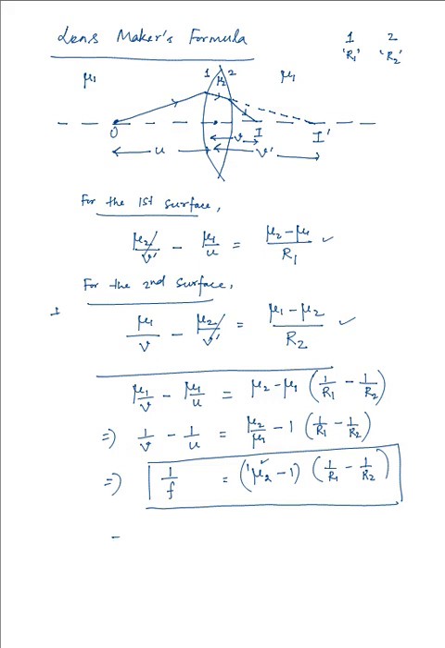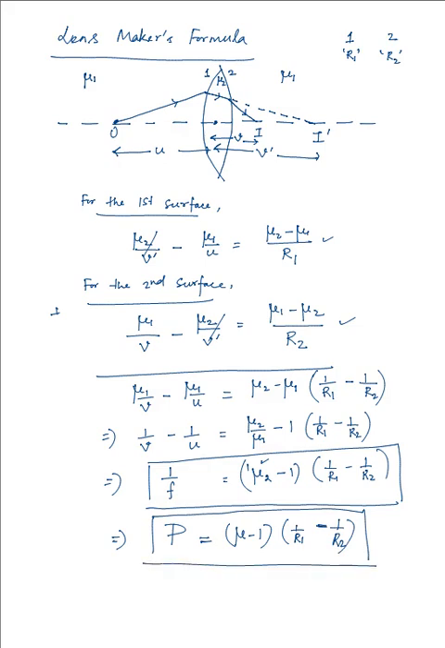Now, as we know that the reciprocal of the focal length gives the power of a lens, so the power of a lens is equal to mu minus 1, the refractive index of the material of the lens, minus 1, times 1 over r1 minus 1 over r2. So this is what we get as the power of the lens. So that's more or less the case of the lens maker's formula.